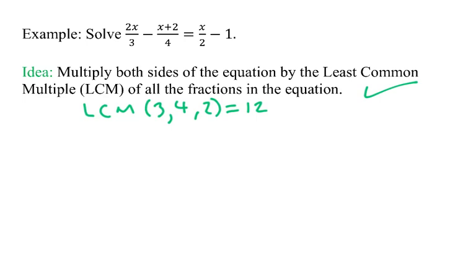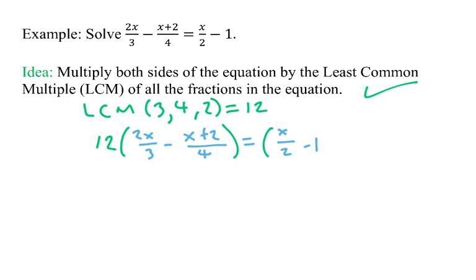So I'm going to take the equation and I'm going to write it like this. So I'm going to multiply the left side by 12, like that, and I'm going to multiply the right side by 12. Whoops, I'm trying to stay color coordinated here. So let me change that back to blue. X over 2 minus 1 times 12.